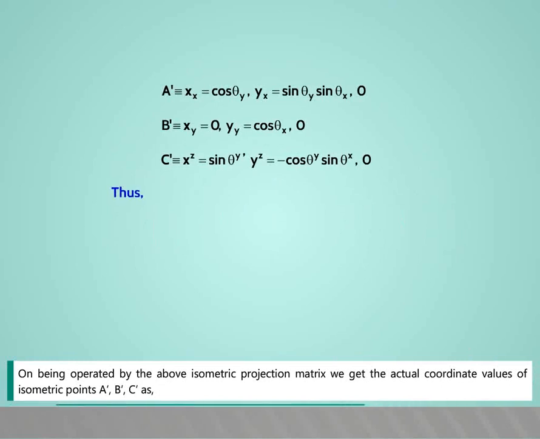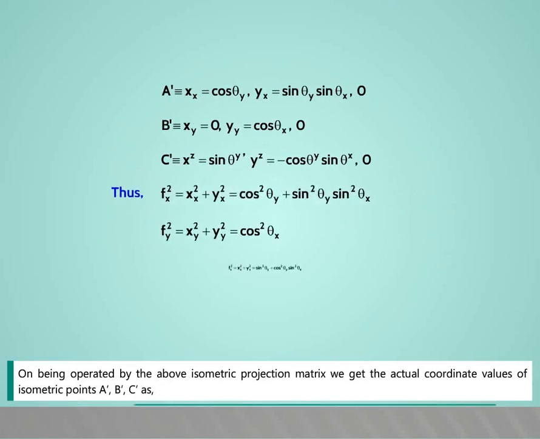On being operated by the above isometric projection matrix, we get the actual coordinate values of the isometric points A', B', C' as A' is xx = cos theta y, yx = sin theta y sin theta x, 0. B' is xy = 0, yy = cos theta x, 0. C' is xz = sin theta y, yz = minus cos theta y sin theta x, 0.